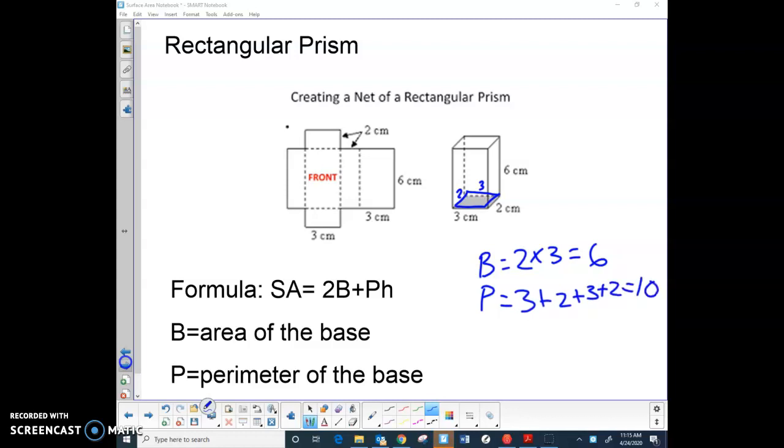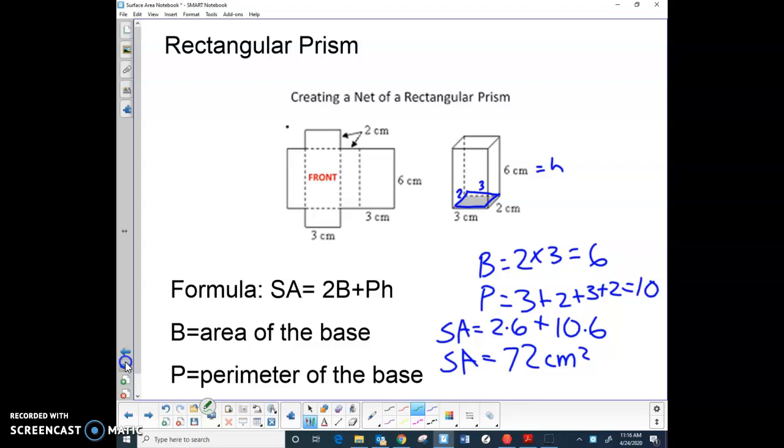So if we plug these numbers into the formula, our surface area is 2 times the base, so 2 times 6, plus the perimeter, which we said was 10, times our height, which is 6. Calculate that out. We've got 12 plus 60, which gives me a surface area of 72 square centimeters. All right, now we're going to look at it using the net. And you can do these either way, it does not matter to me which way you choose.